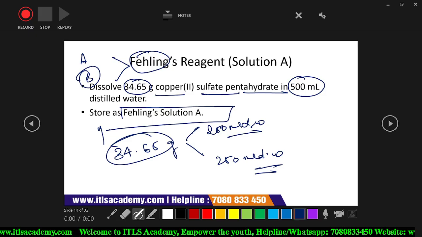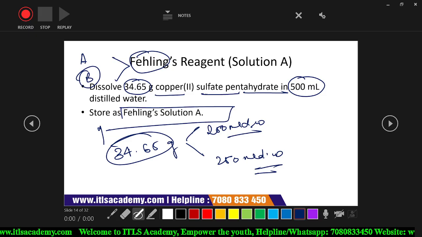Then we prepare the second solution, that is your Fehling's reagent solution B. For this we require potassium sodium tartrate and sodium hydroxide. Now again, we take 173 grams of potassium sodium tartrate plus 50 grams of sodium hydroxide.